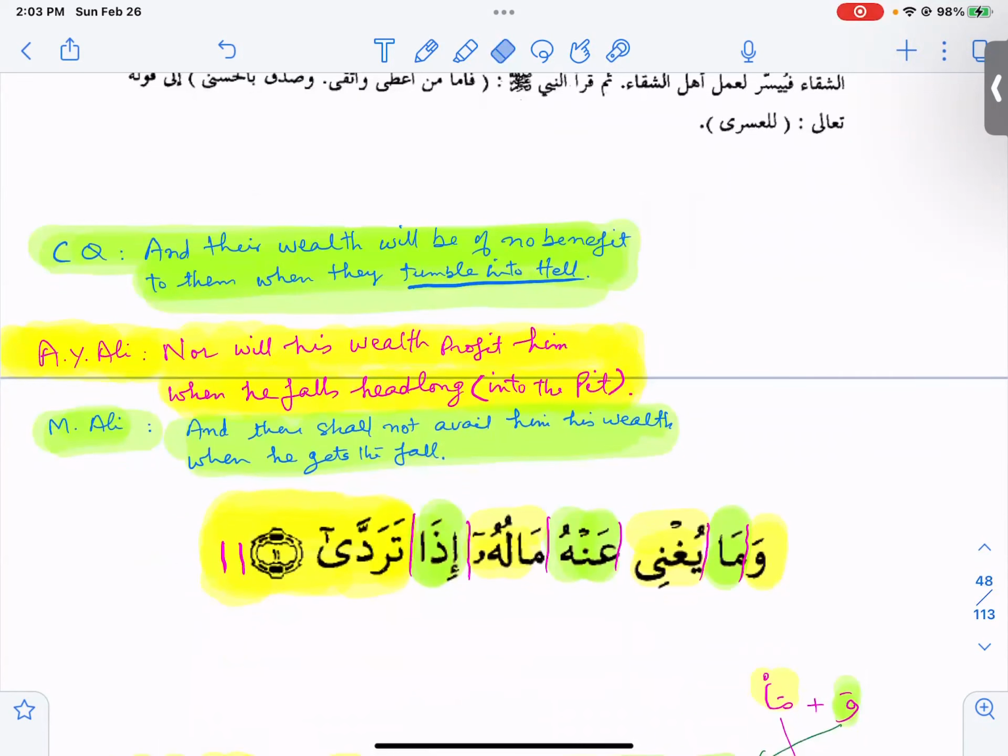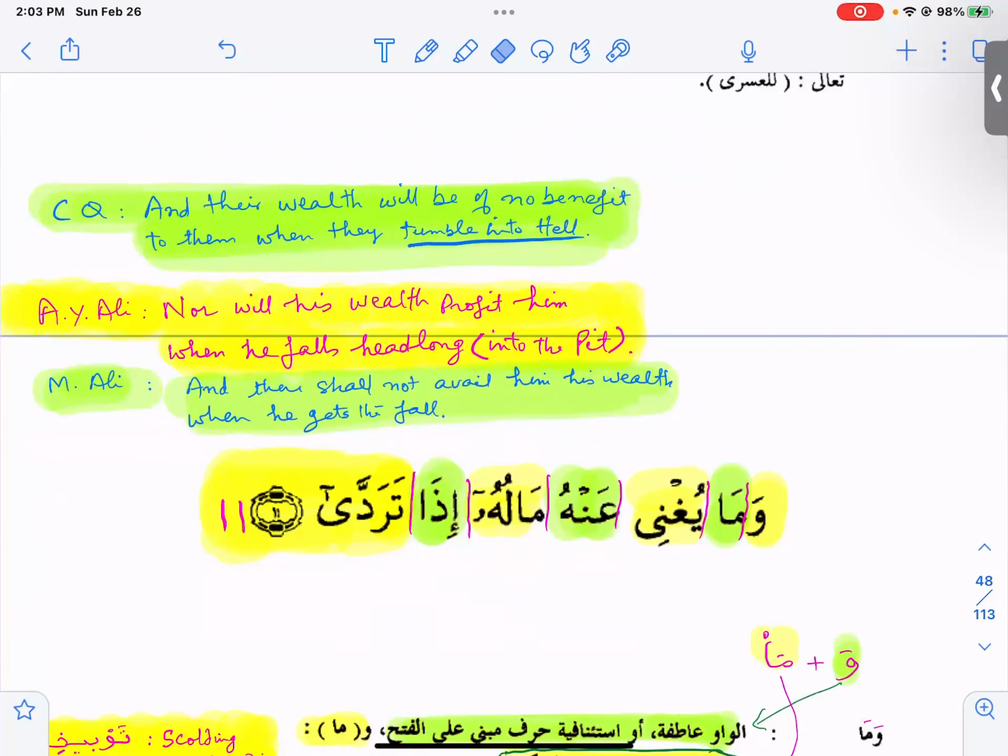Number 11, clear Quran. Wama yugni anhu maluhu iza taradda. This is for the disbeliever. Wama yugni, who is bakhil, has saved his wealth, but it is not going to be of any use to him. And their wealth will be of no benefit to them when they tumble into hell.